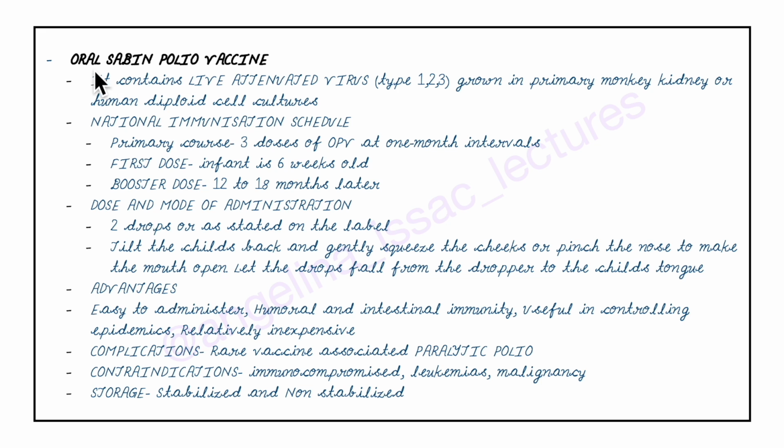Now under the oral Sabin polio vaccine, it contains live attenuated virus, that is type 1, 2 and 3, grown in primary monkey kidney or human diploid cell cultures. According to the National Immunization Schedule, primary course contains 3 doses of OPV at 1 month intervals. The first dose is when the infant is 6 weeks old, booster dose is 12 to 18 months later.